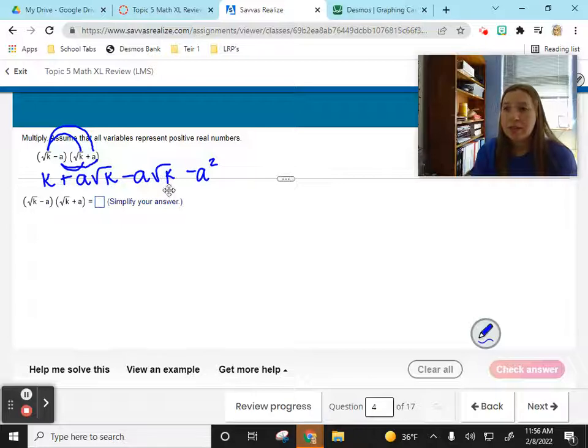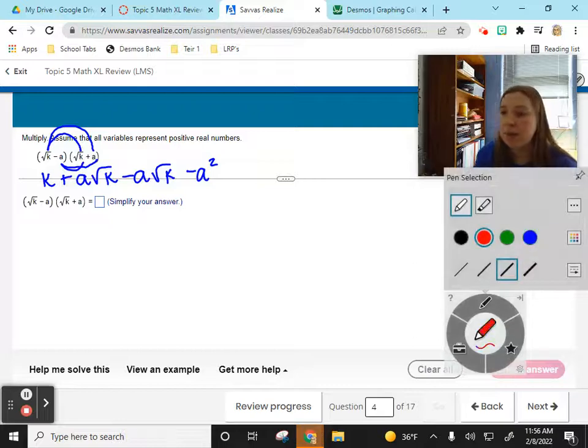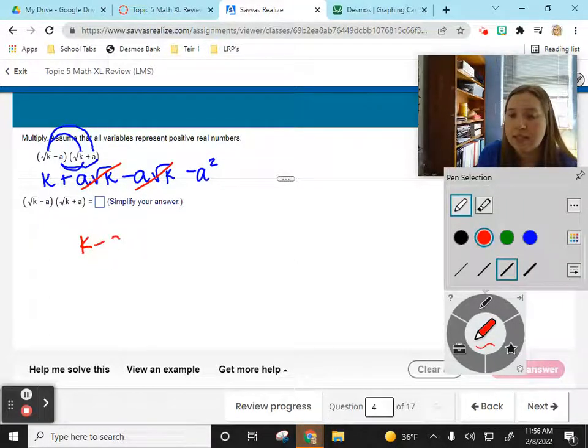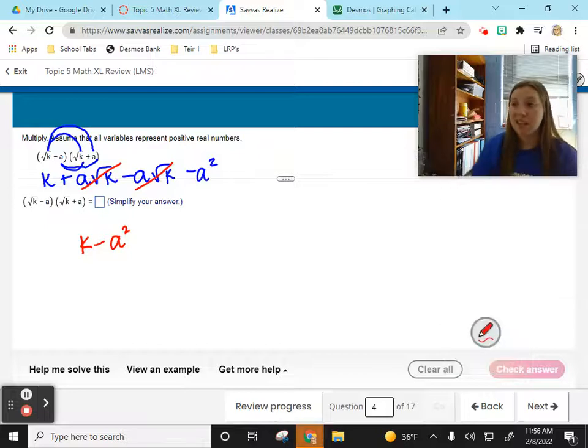So this pattern is always going to stay true if we're multiplying something by itself or its conjugate. And we can see that our middle terms here are going to cancel each other out. All I'm left with is k minus a squared. And that's going to be my answer.